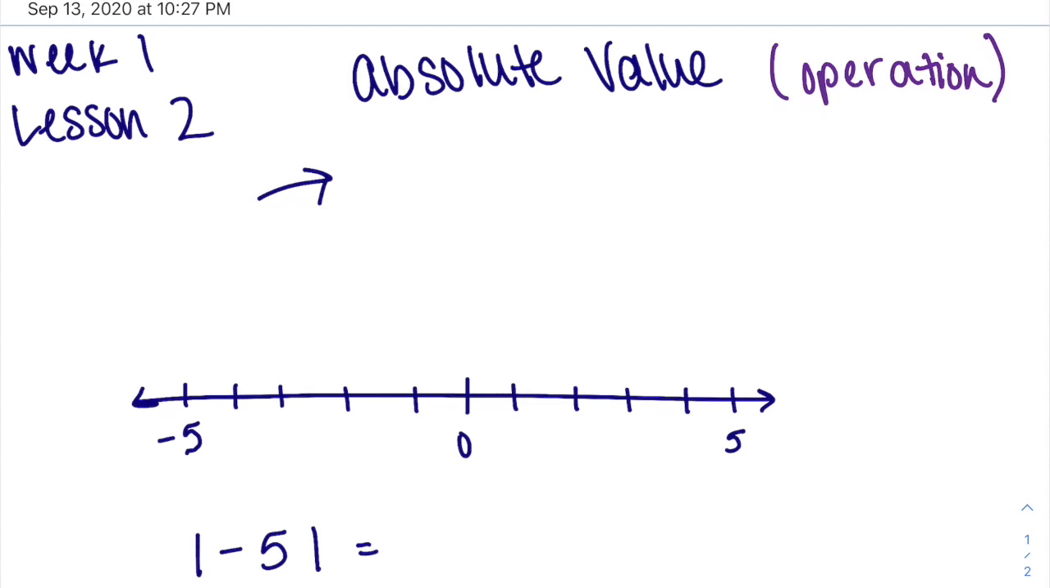The definition for absolute value, though, is the distance from zero.